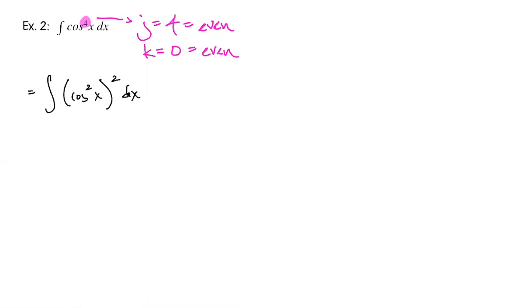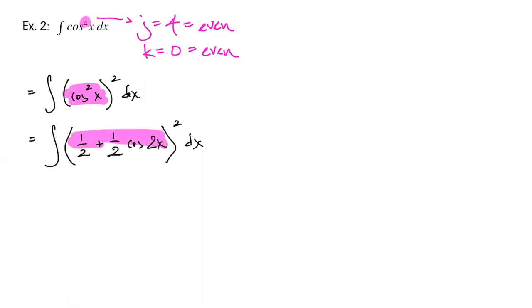And now we can make our substitution. So everywhere we see a cosine squared, we're going to write 1/2 plus 1/2 cosine 2x, squared. Okay. So cosine squared became 1/2 plus 1/2 cosine 2x.